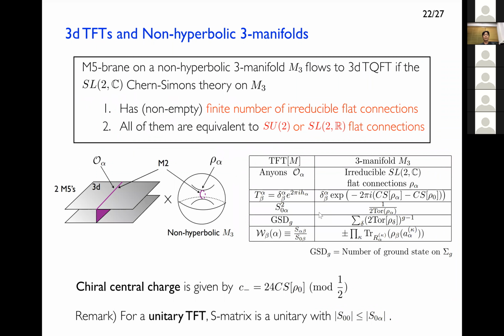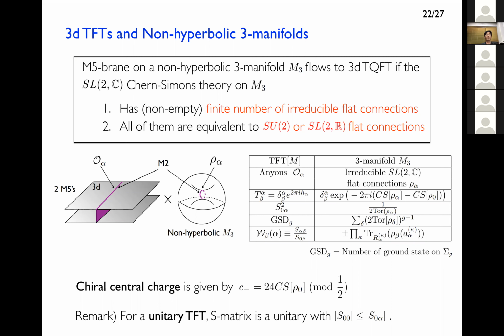So this is the summary of the 3D correspondence between 3D TFTs and non-hyperbolic three manifolds. For the non-hyperbolic three manifold satisfying conditions 1 and 2 given here, we expect that the M5-brane multi-coverage theory wrapped on such a non-hyperbolic three manifold will flow to 3D TFTs. And in this correspondence, the M2-branes wrapping on cycles associated to the irreducible flat connections become anyons in the 3D topological theory. And this table is basically the dictionary between the topological data in the 3D TFT and invariants of non-hyperbolic three manifolds. Again, the anyons correspond to irreducible flat connections, the T matrix is the classical Chern-Simons action, and S0 alpha is the torsion of the non-hyperbolic three manifold.